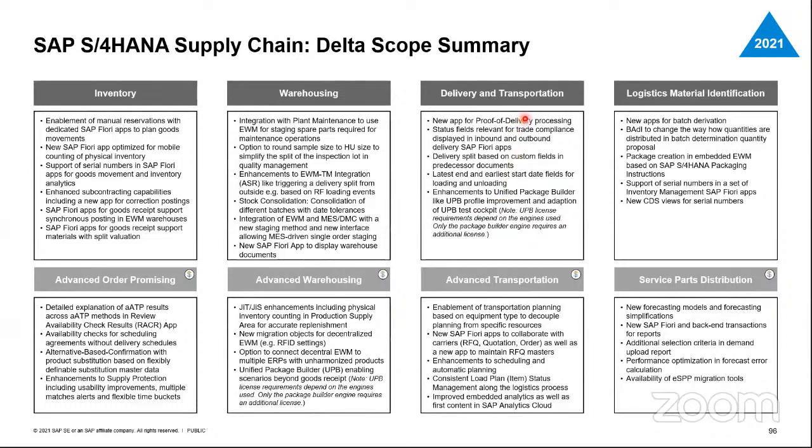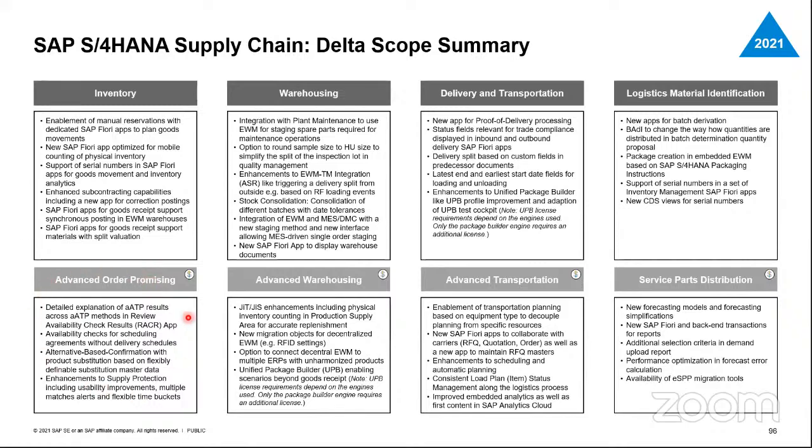Delivery and transportation, out of these, of course, there is the integration with warehouse management, but the topics here are fairly smaller topics from a process perspective, such as new apps if you want to process proof of delivery to trigger additional functions, things like that. Also for serial numbers, batch management, etc., logistics, material identification, enhancements to Fiori. You can have some enhancements in EWM so that you can have package creation based on SAP S/4HANA packaging instructions for material identification.